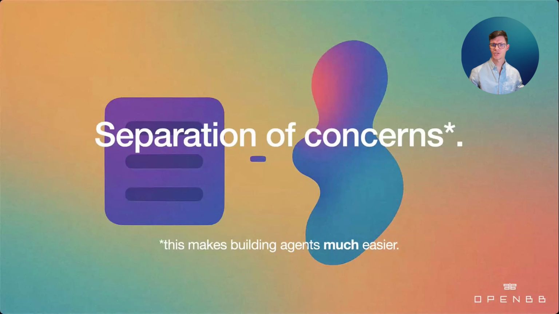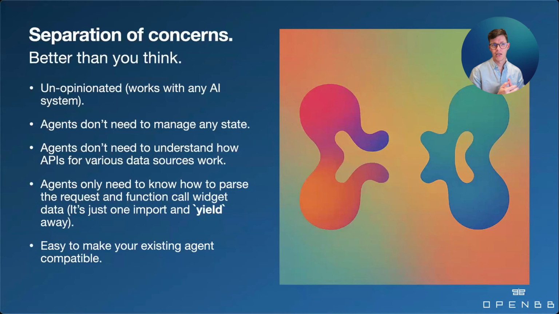Like I mentioned, the separation of concerns makes building agents much easier. You don't need to worry about how to fetch data and format it correctly for your agent from this API and this API and this API, because they're all different. All you have to do is bring them to OpenBB Workspace as a widget, and then everything else just falls into place. What's great about this is that no matter your framework, no matter your API, no matter what you're doing, it's very unopinionated. This will work whether you're using Anthropic, Gemini, OpenAI, LangChain, Magentic, whatever you choose.